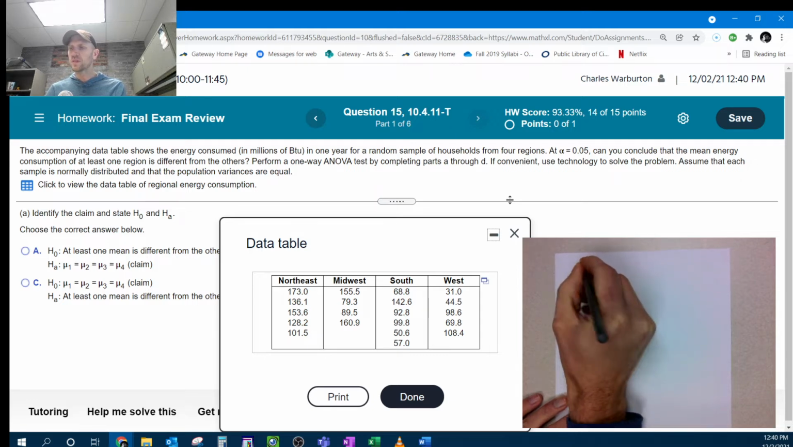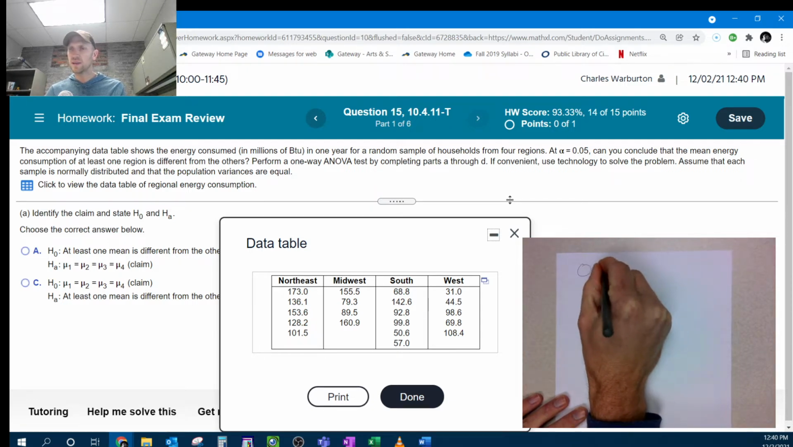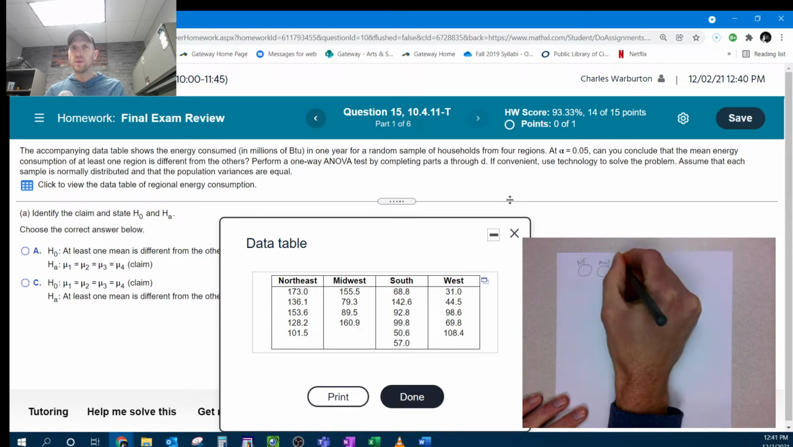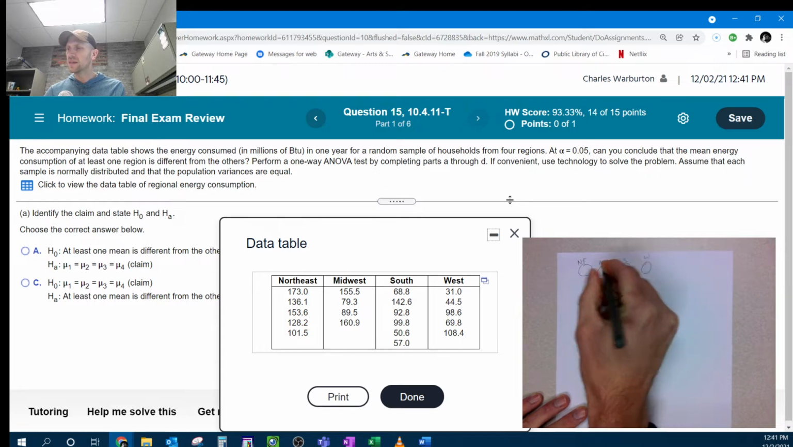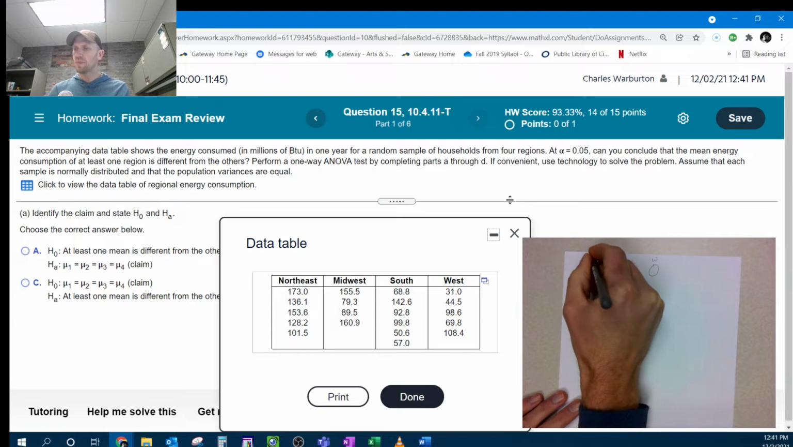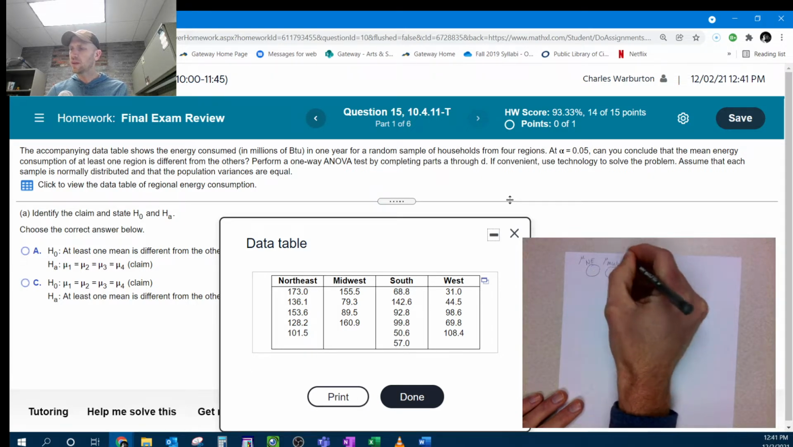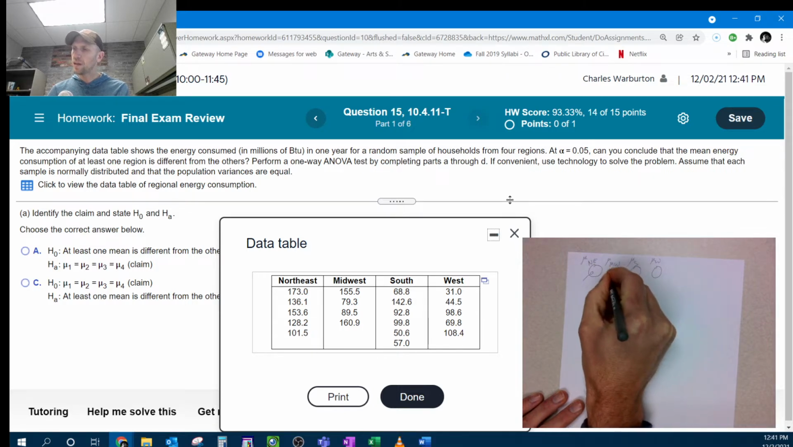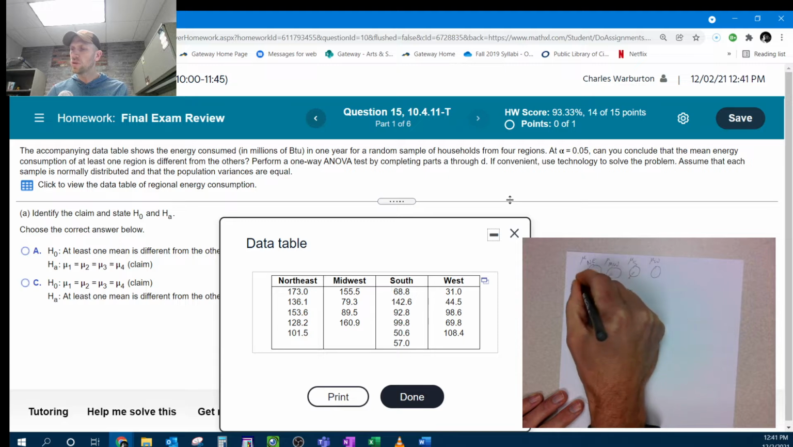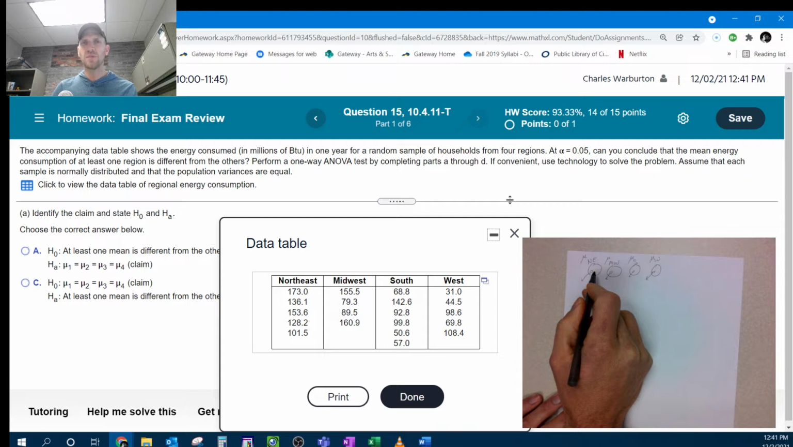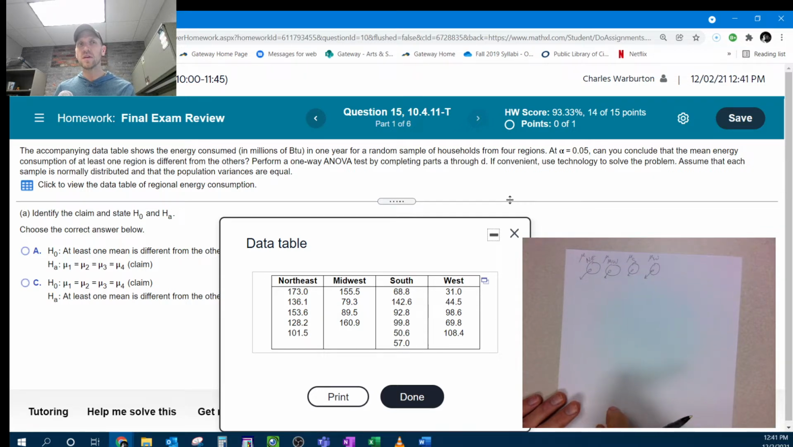So we got 4 groups. We got Northeast, Midwest, South, West, and then we have a mean for each one of those. So we got the population mean here, here, here, and here. Well, populations are too big, so we take samples for each one of those. And now we want to compare the samples to see if we can make an educated guess about the populations. So there's our sample in that data that you see.